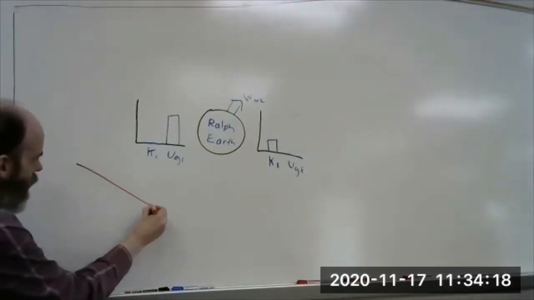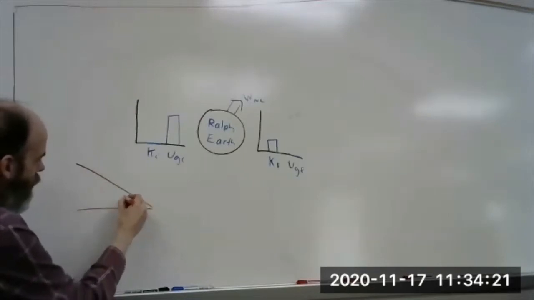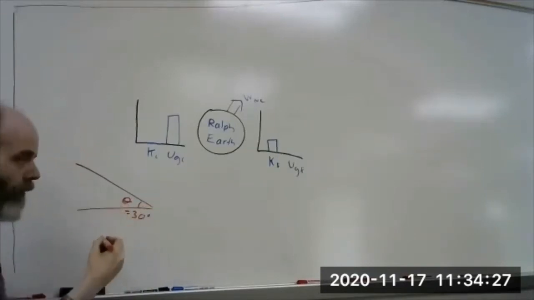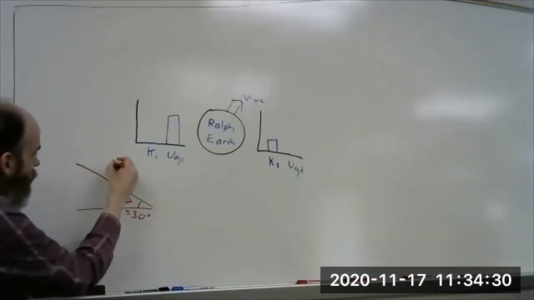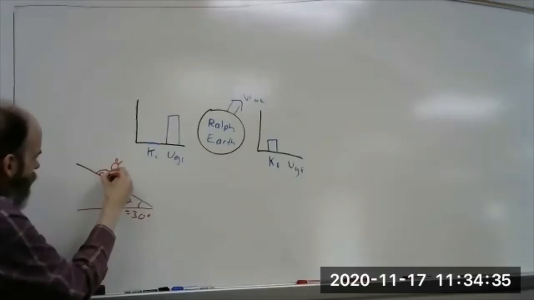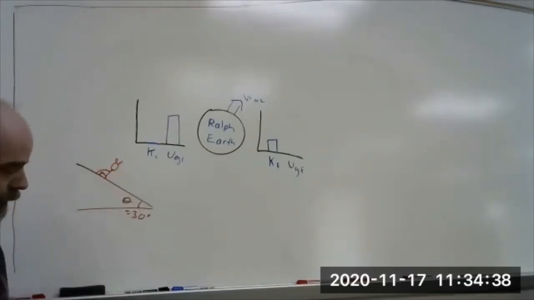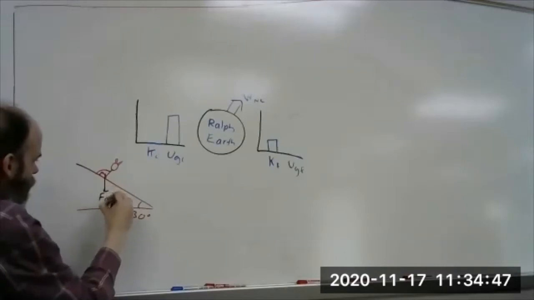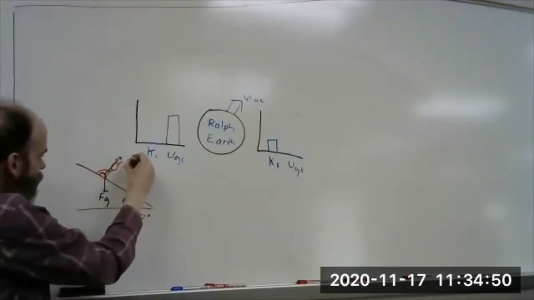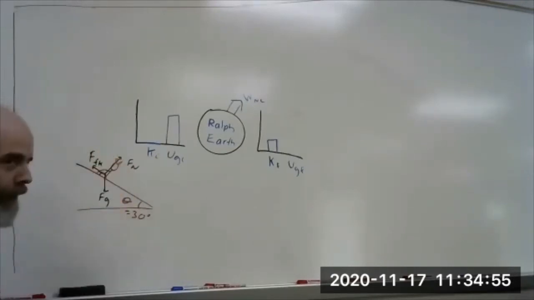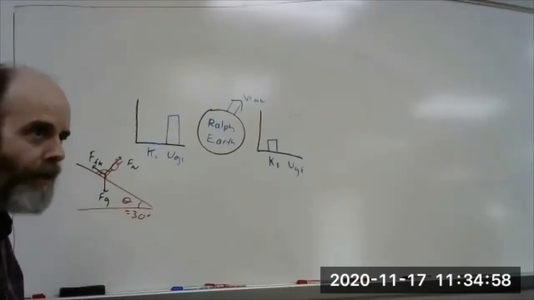So here's the hill. This is theta, which is 30 degrees. And Ralph is on the hill. Okay, there's Ralph on the hill. Let's look at the forces acting on Ralph. We got force of gravity, straight down. This is the normal force. And then there's a force of friction. And that is kinetic friction because he's sliding down the slide.